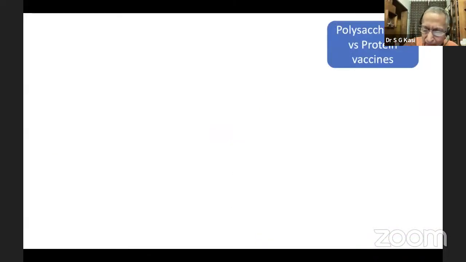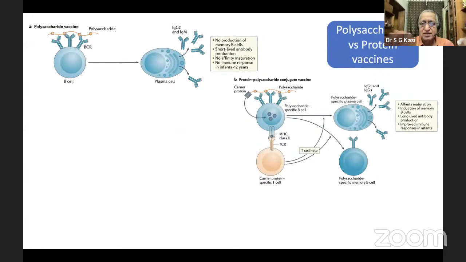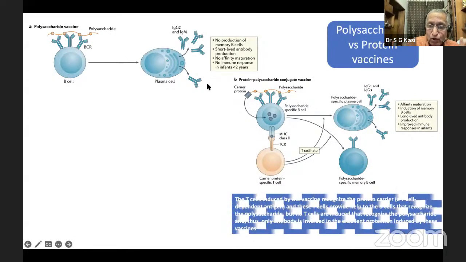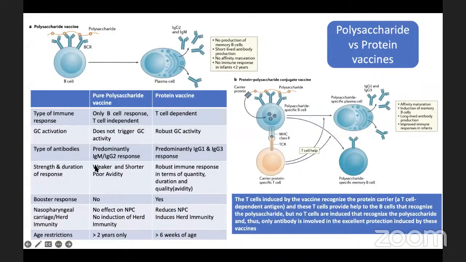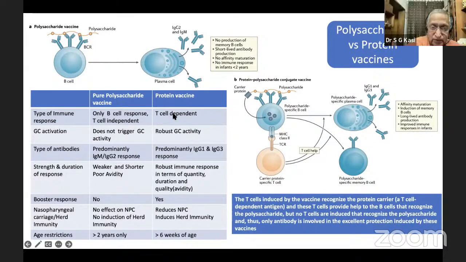We know that polysaccharide and protein antigens elicit different types of responses, which I just mentioned. So what are its implications? Basically, a pure polysaccharide vaccine has low levels, predominantly IgM, no germinal center, weaker antibodies, poorer activity, no booster response, does not affect nasopharyngeal carriage, so no herd effect, and can be used only above the age of 2 years. On the other hand, protein vaccines, which are T cell dependent, have all these advantages.